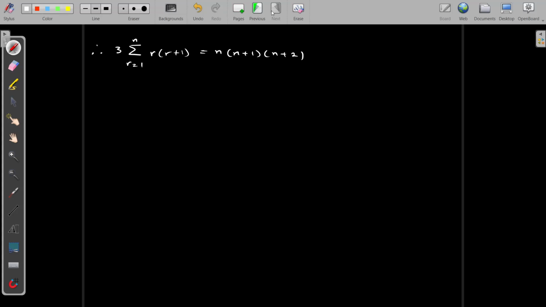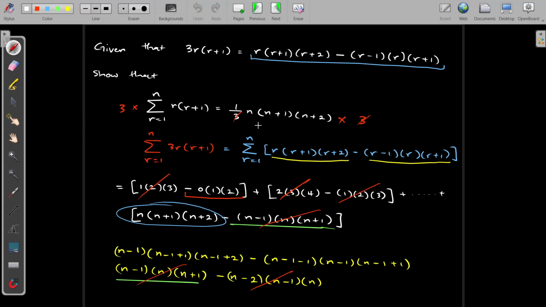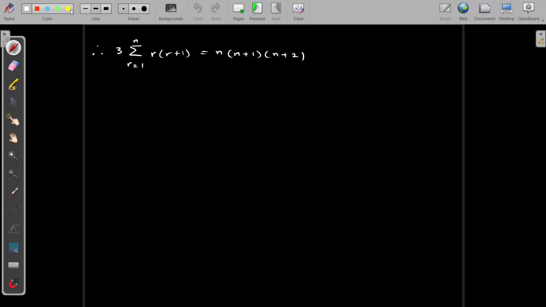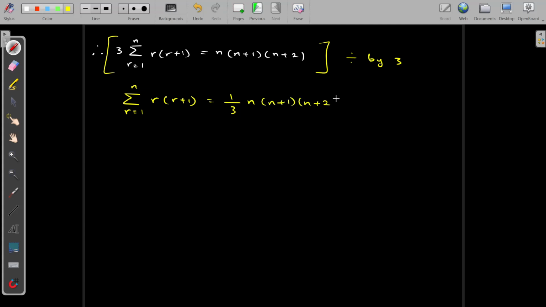And then what did they say again? We're actually proving this. So to prove it, we just divide both sides by 3. So just divide by 3 to actually prove what they want. So the sum r is equal to 1 is indeed equal to 1/3 n plus 1 n plus 2. Good.